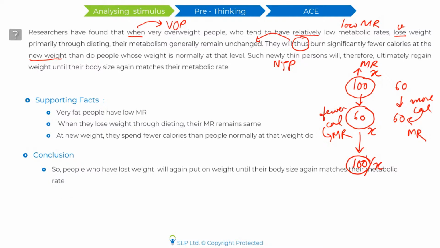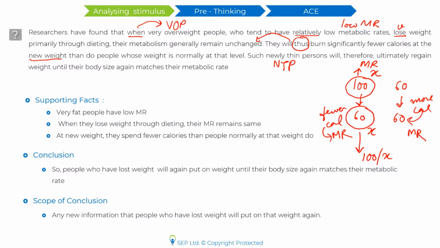All right. Clear? Now, the best way to pre-think for assumption questions is to understand what is your scope of conclusion. An assumption is that necessary piece of information which is required for the conclusion to take place. So for people who have lost weight, something has to happen for them to put back all that weight. What has to happen? That is what we have to find out. So set the scope for yourself so that you can rule out choices by saying this is out of scope. What is the scope? Any new information that shows people who have lost weight will put on that weight again. This is my scope.